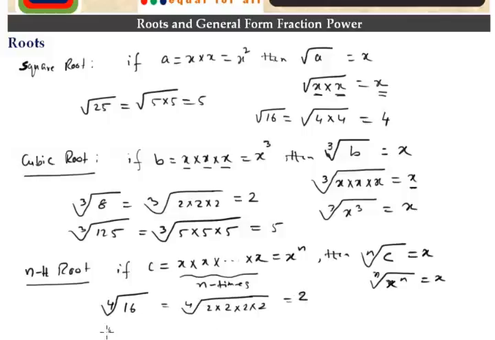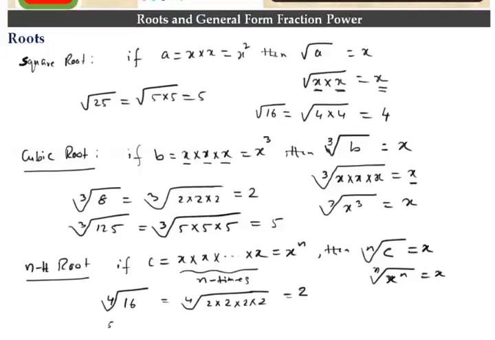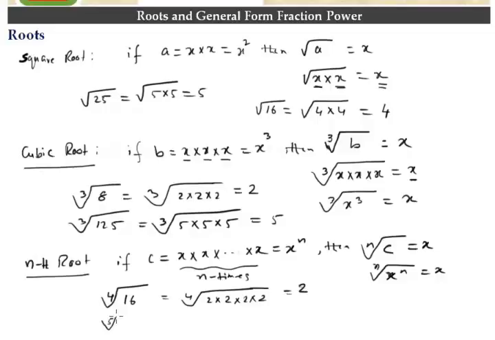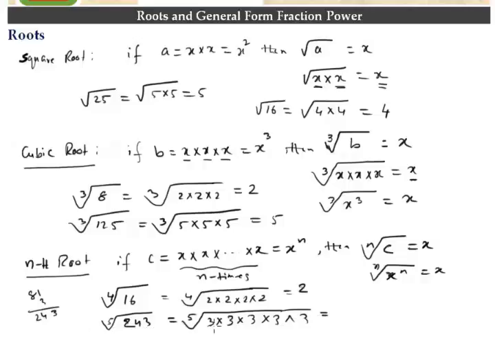Similarly, if we write fifth root of 243, that is 81 times 3, which is 243. So fifth root of 243 will be fifth root of 3 times 3 times 3 times 3 times 3. 3 times 3 is 9. 9 times 3 is 27. 27 times 3 is 81. And 81 times 3 is 243. So, fifth root of 243. 243 means 3 multiplied 5 times. So, we will get 3.